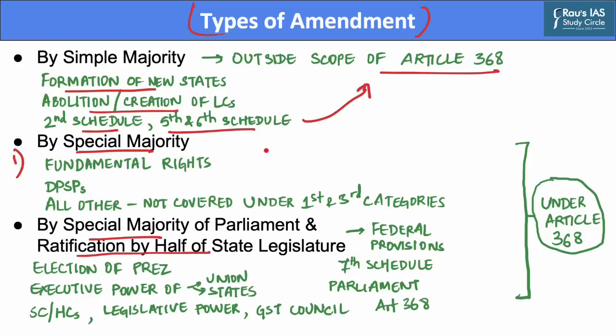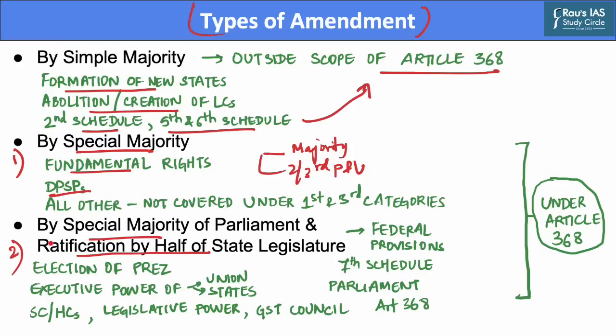Whereas the majority of the provisions in the Constitution need to be amended by a special majority of the Parliament, that is, a majority of membership as well as two-thirds of members who are present and voting. Provisions such as fundamental rights and directive principles of state policy are covered under this provision only.